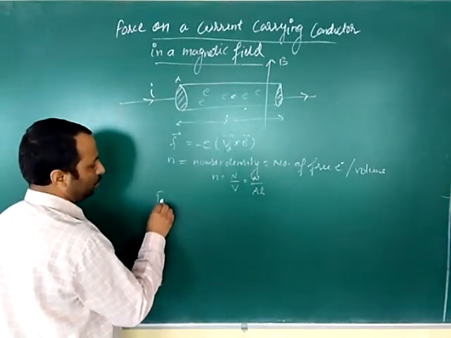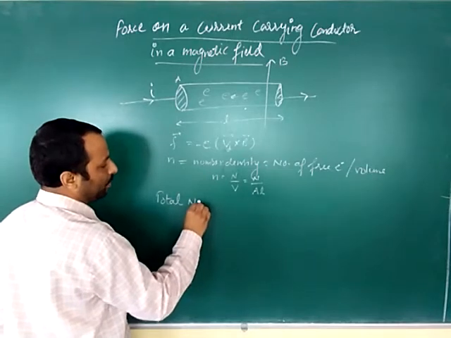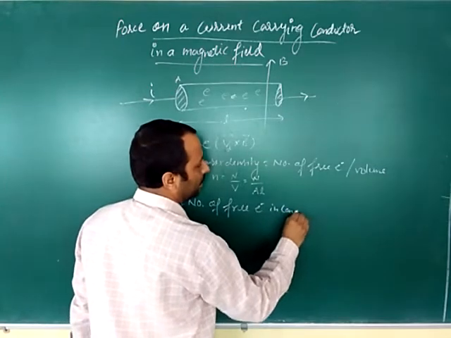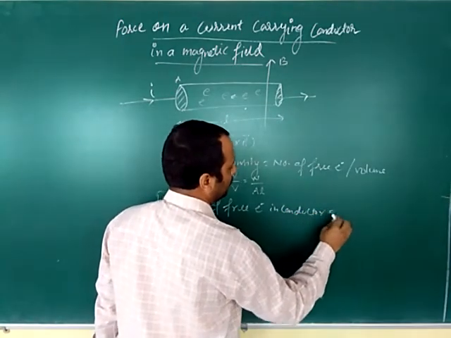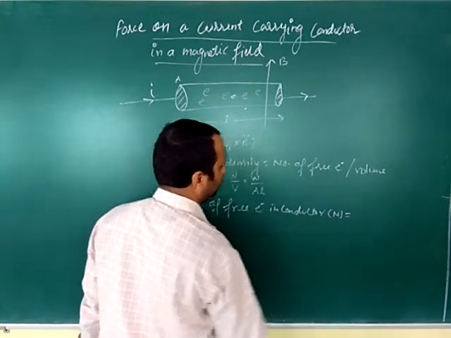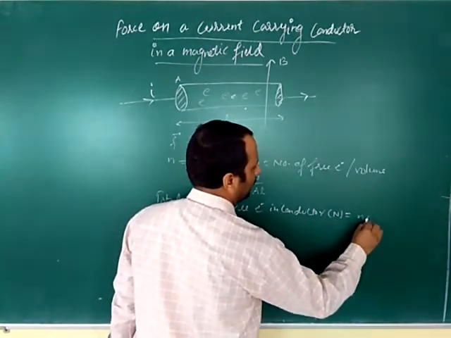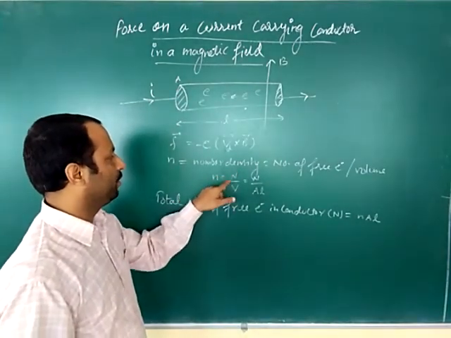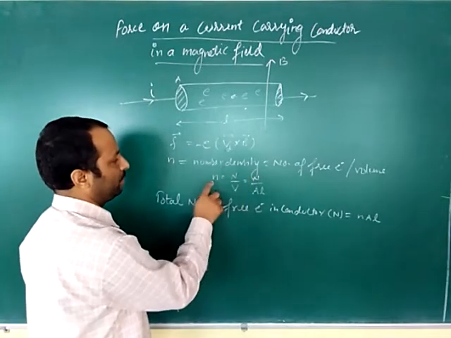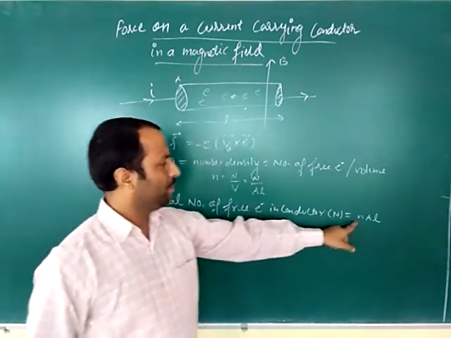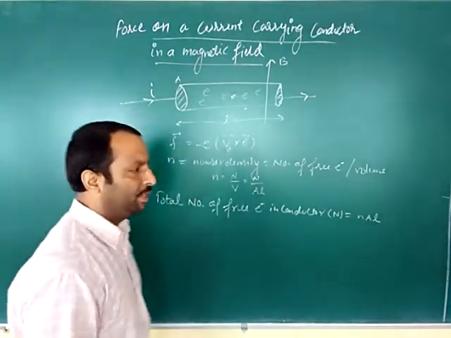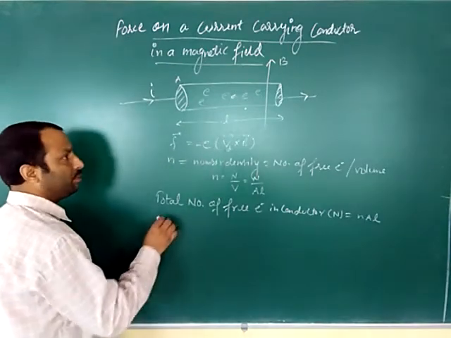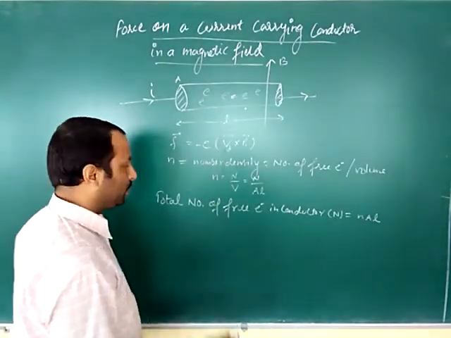So the total number of free electrons in the conductor, how much is that? That is n A L. See, small n is the number density, the number of free electrons per unit volume. So total number of free electrons is number density into volume, and volume is area multiplied by length. So this much is the total number of free electrons. All the free electrons will experience a total force.